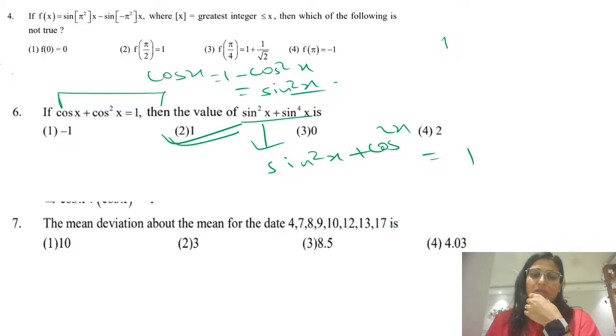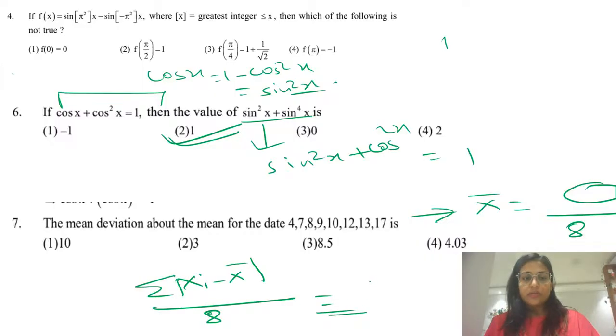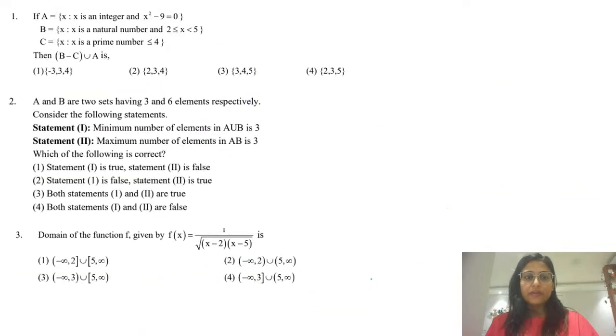Mean deviation. I'm not going to solve this. You can just find the mean first by adding all and dividing by the number, that is 8. You will get the mean here. And once you get it, mean deviation is what? The sum of mod of xi minus x bar, divided by 8. This is the mean deviation. Okay. The formula I have provided. Adding and dividing the numbers, you all know this.